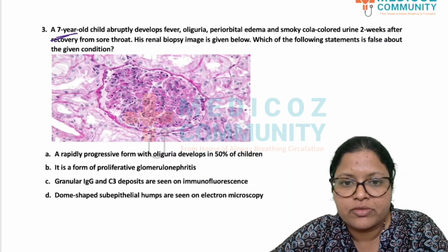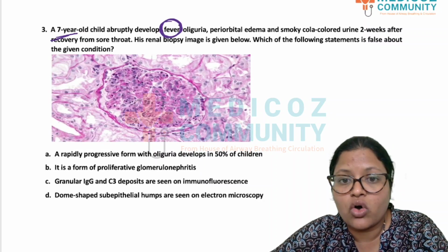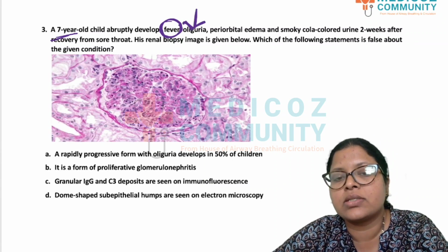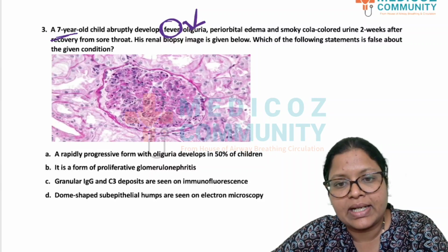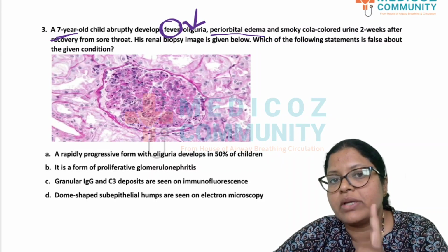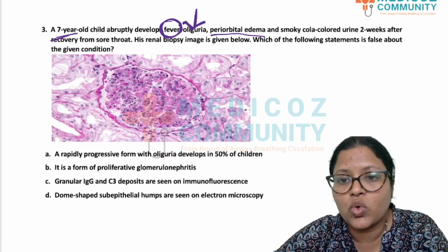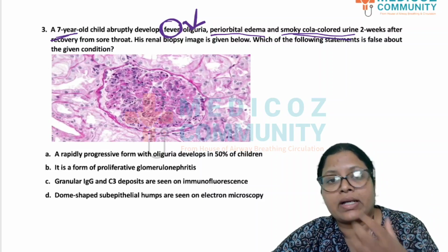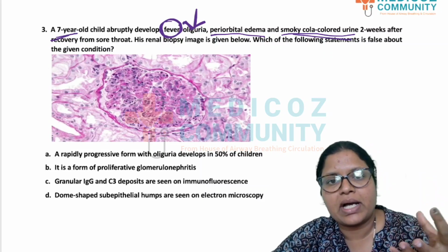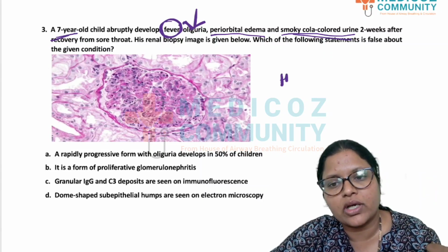He has developed fever abruptly, and oliguria. Oliguria, again I told you, is a manifestation of nephritic syndrome. Periorbital edema, there is no generalized edema, only periorbital edema. Then there is cola colored urine, smoky cola colored urine, brownish black, which means it is hematuria here.